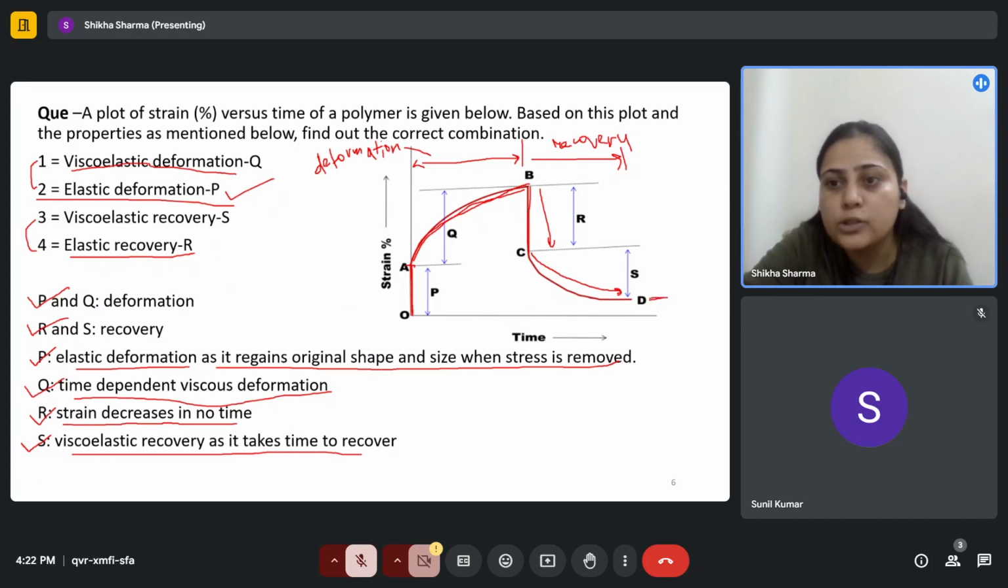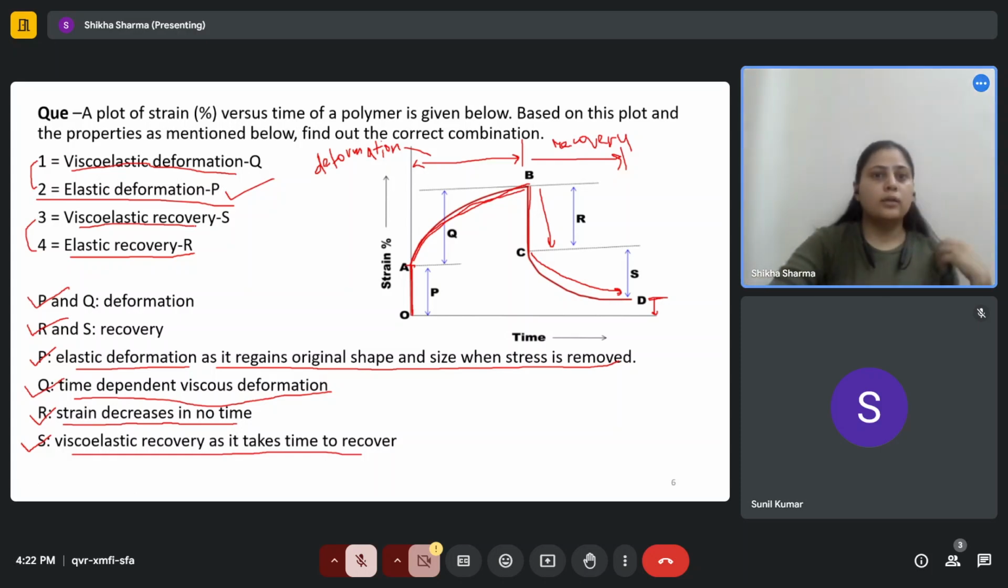The D point stops here. So this much strain will always be there in the material. So this is the viscoelastic recovery, right? So we can say that Q is the viscoelastic deformation, P is the elastic deformation, S is the viscoelastic recovery, and R is the elastic recovery. So we can say P is denoting 2, Q 1, R 4, S 3. So which option is correct from this?